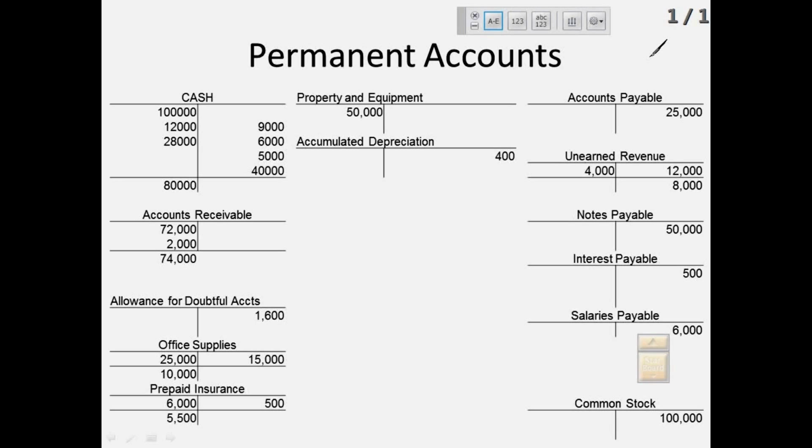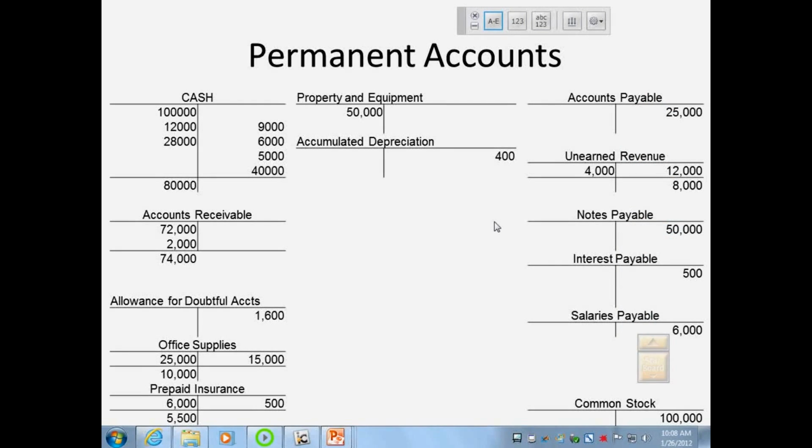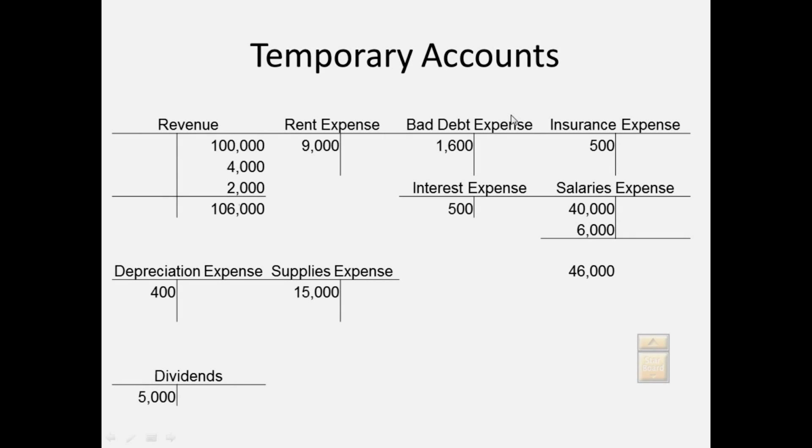So here are the permanent accounts. I mean the assets: cash, accounts receivable. We have the contra assets, allowance for doubtful accounts. We have supplies, prepaid insurance, property, plant, and equipment. And then we have our liabilities: accounts payable, unearned revenue, notes payable, interest payable, salaries payable, common stock. Okay? And then we also have our temporary accounts.